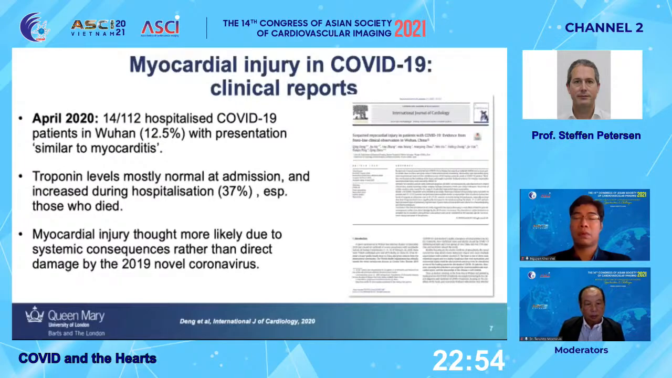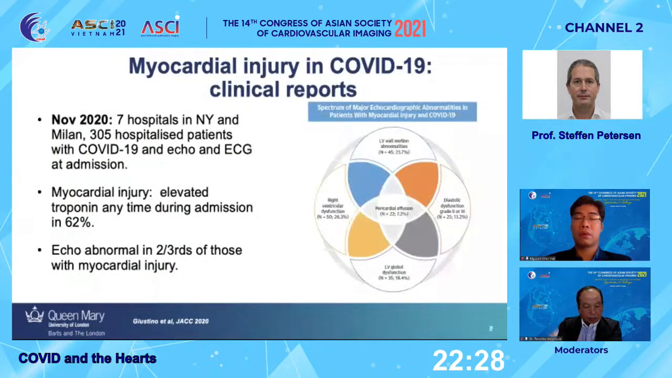Troponin levels were mostly normal at admission, but increased during hospitalization in 37% of patients, especially in those who eventually died. Myocardial injury defined by elevated troponin levels was thought to be more likely due to systemic consequences rather than direct damage by SARS coronavirus 2.